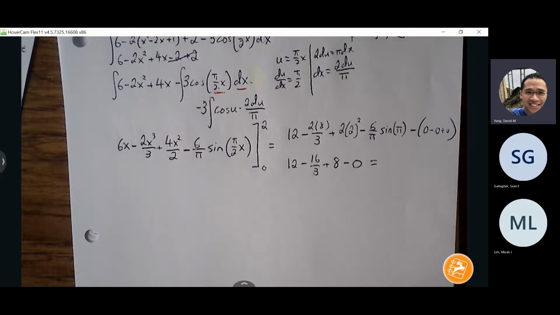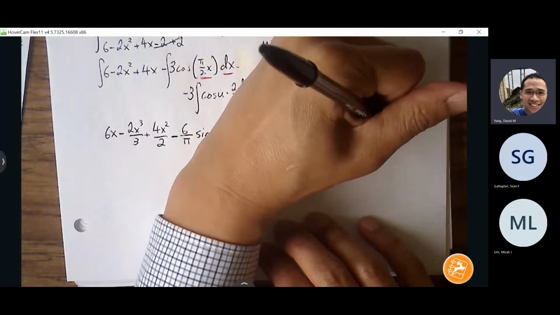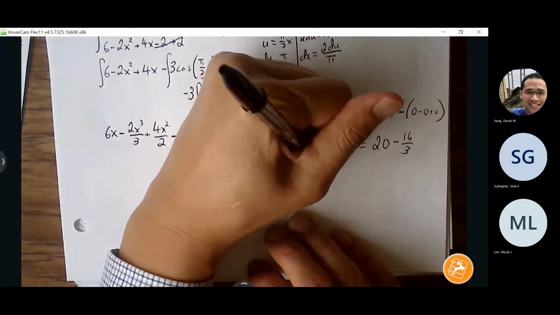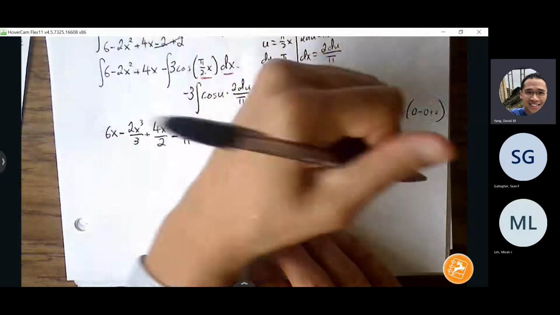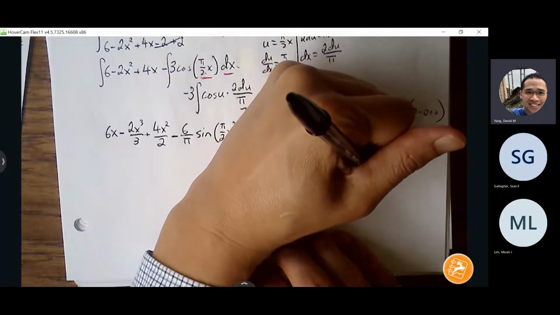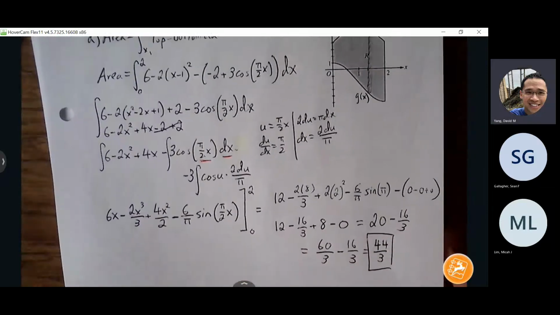Make sure I'm on the right track here. Okay. So 12 plus 8 is 20. 20 minus 16 over 3 is the same thing as 60 over 3 minus 16 over 3. Common denominator. I get 44 over 3. It's a long, tedious problem.